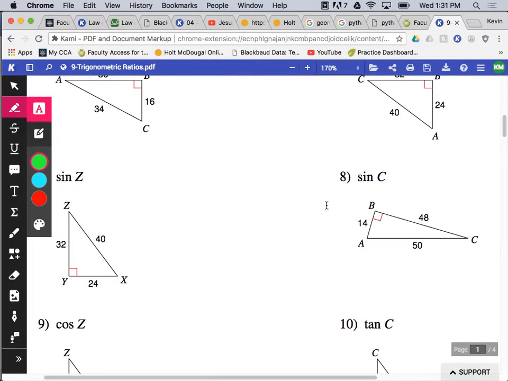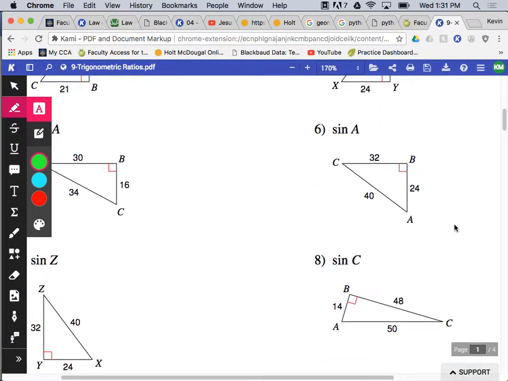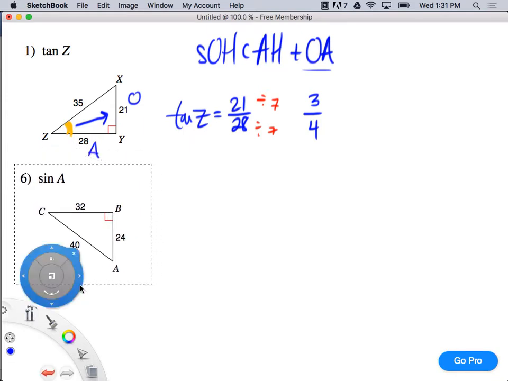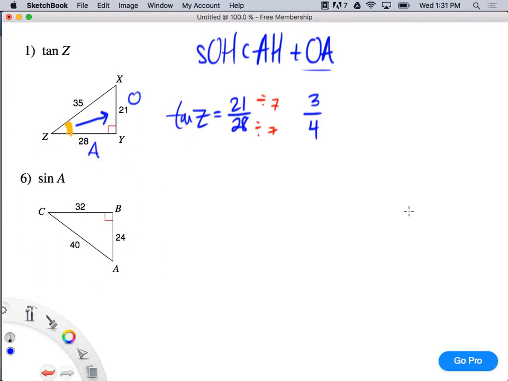Then I'm going to try and do one that looks a little different. Don't you put it in the calculator? No. Guys, to be clear, when I'm just asking for the sine of an angle and I have all the sides, it's just the ratios. So just find the value. So sine of A, I identify my angle, and sine is opposite over hypotenuse, right?